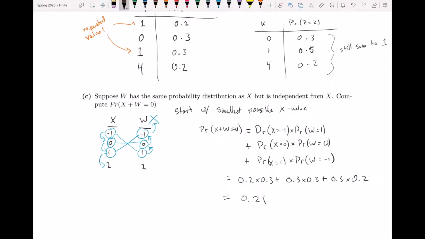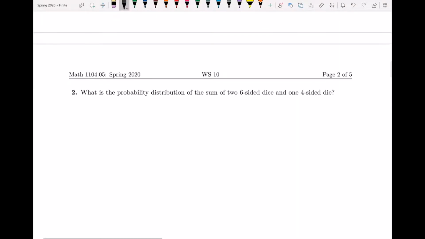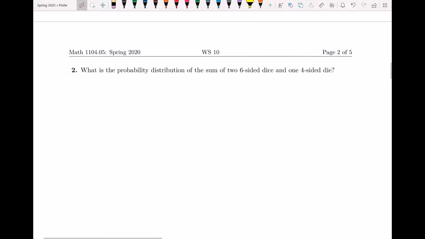Now, if we wanted to find the probability distribution, we'd have to do the same process for all the possible sums that x and w can have. That's essentially what we're going to do in the next example. All right, this example is a little complicated, but we'll work through it systematically. What is the probability distribution of the sum of 2 6-sided dice and 1 4-sided die? There are 3 dice here, so that means 3 random variables.